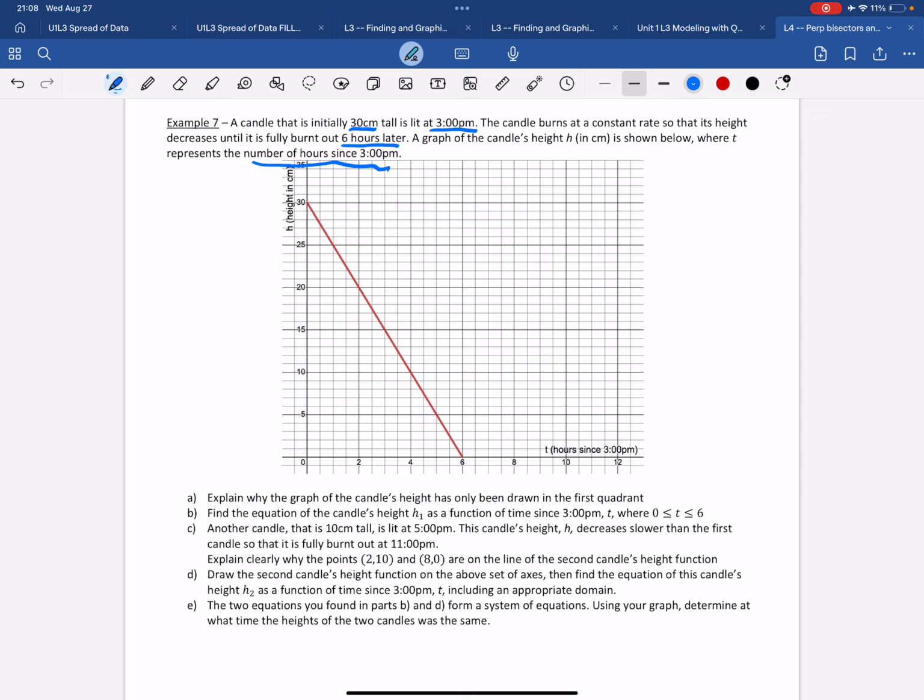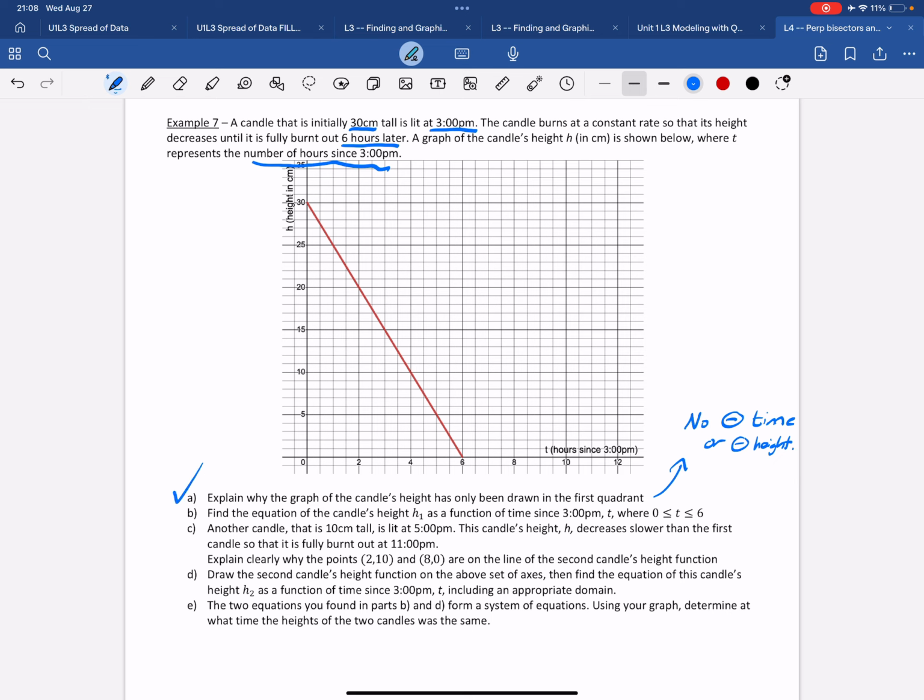Explain why the graph of the candle's height has only been drawn in the first quadrant. Can you guys answer that? We can't have a negative time, right? And we can't have a negative height. So no negative time, or I was writing off the page. I'm definitely getting tired.